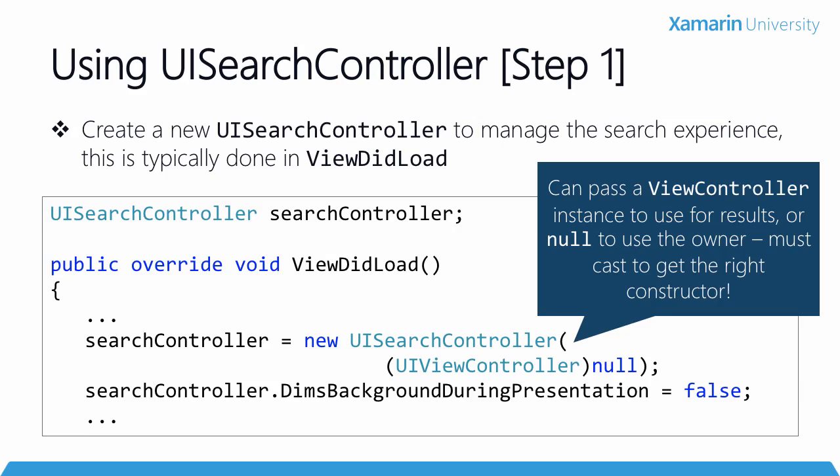If you want to display the results in a new table view, then pass the specific view controller as this parameter and the system will pull it up over the existing view and dim the background. There are multiple overrides for this constructor, so make sure that you cast your null to a UI view controller to ensure that you get the proper constructor. In this case, our application is already displaying a table view, so we can just reuse it. However, we don't want it to dim the background because there's no view overlay in this case. And so the next thing that we're going to do is set the dims background during presentation property to false.